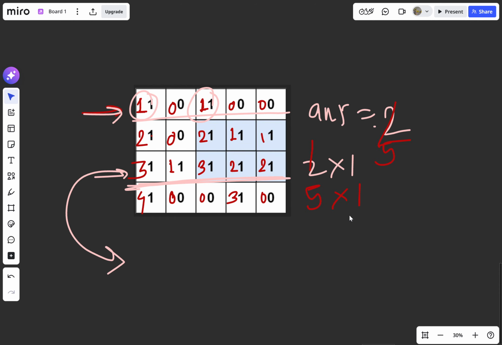Let's see the third row. Its prefixes are 3, 2 and 2. Now we have this prefix, and we have to figure out the maximum size of that rectangle, the maximum length times breadth of that rectangle.